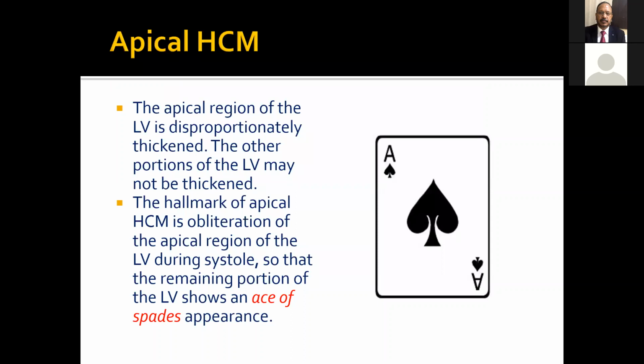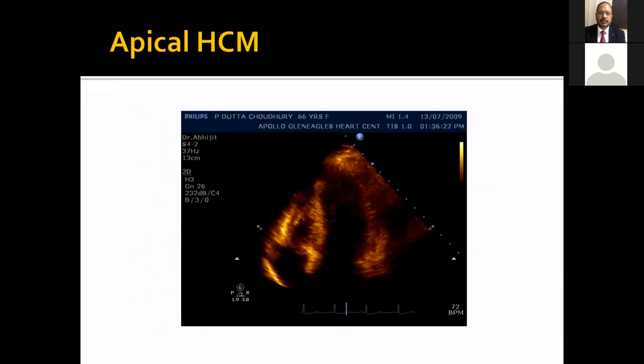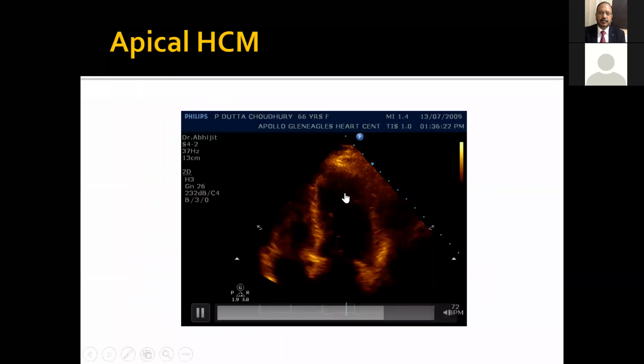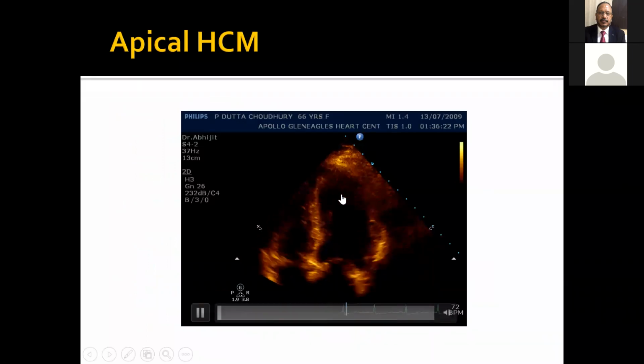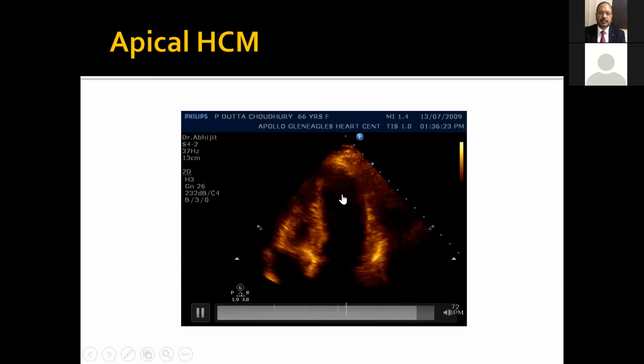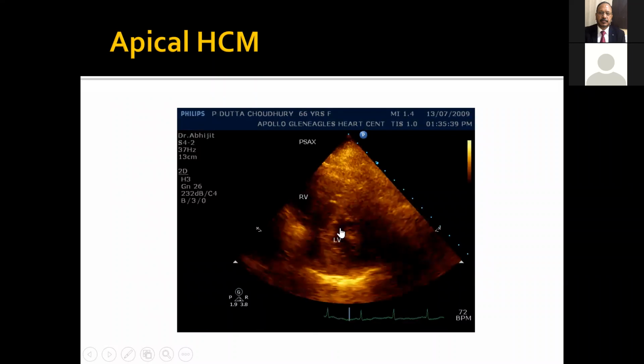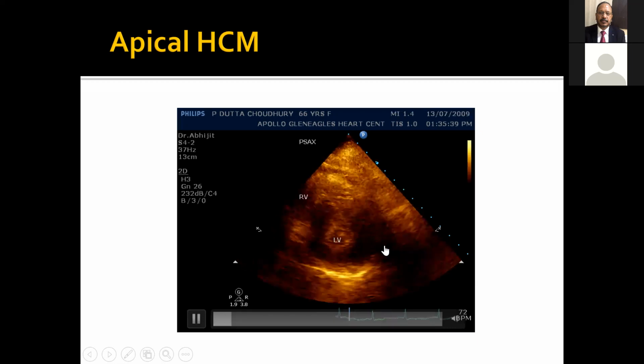This is apical HCM. The apical region of the left ventricle is disproportionately thickened. The other portions of the LV may not be thickened. The hallmark of the apical HCM is obliteration of the LV during systole so that the remaining portion of the LV shows an ace of spades appearance. If you look at this picture, you will see that the apex becomes obliterated during systole. If you are not sure with this picture, see the short axis view. The apex becomes obliterated during systole.